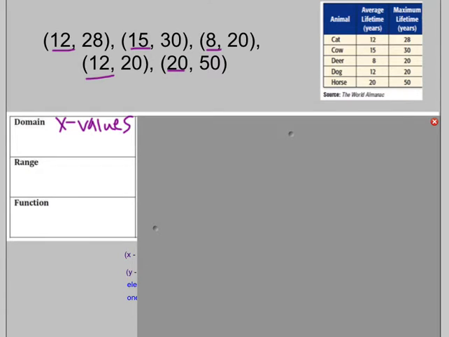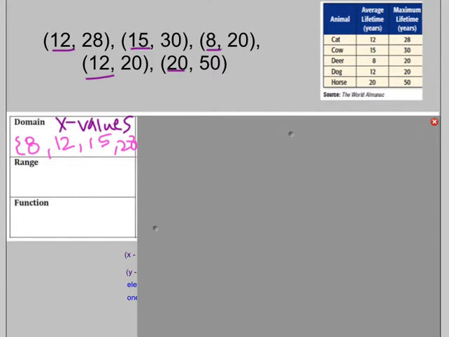Here's the deal. Typically when you're talking about domain, you list it in order, from smallest to largest, and you don't double list it. So my smallest number is 8, and then there's two 12s, but I only write down one. If you write down more than one 12 on your next quiz, then I'll go ahead and take off points because you only need to write it once. Then there's 15 and 20. Okay, so that's my domain.